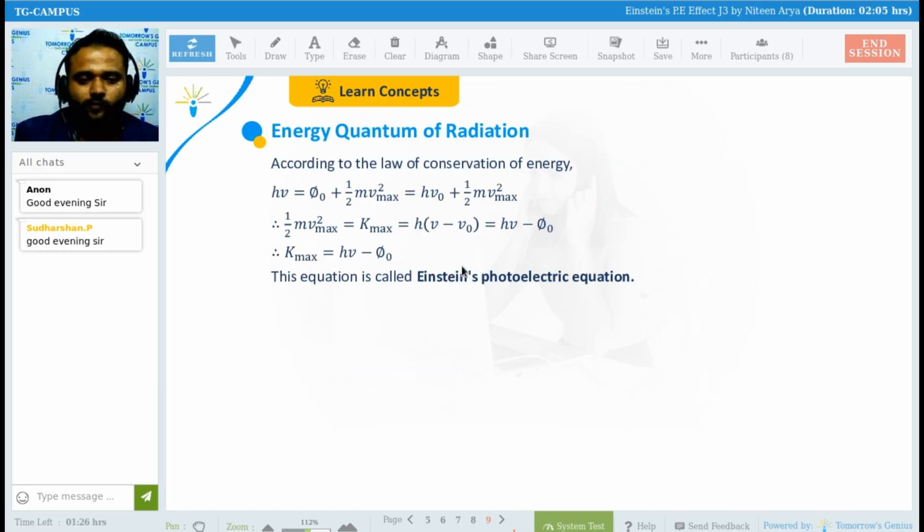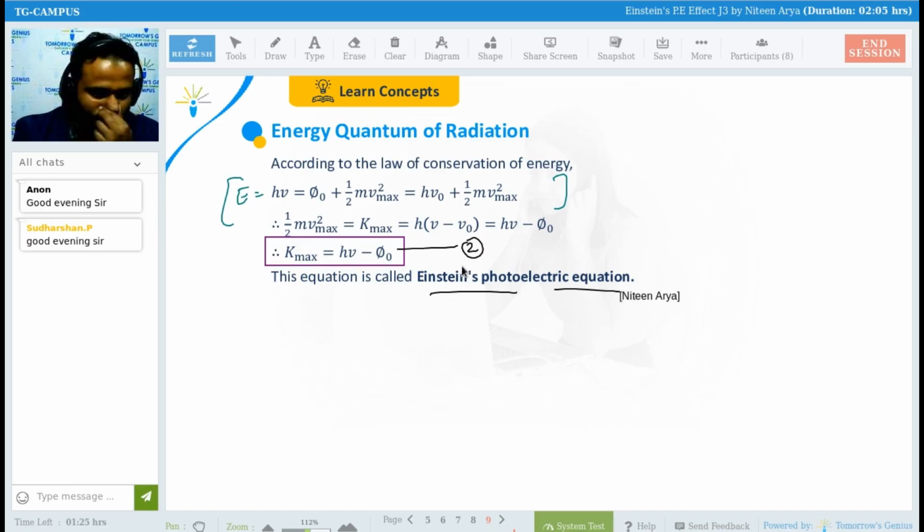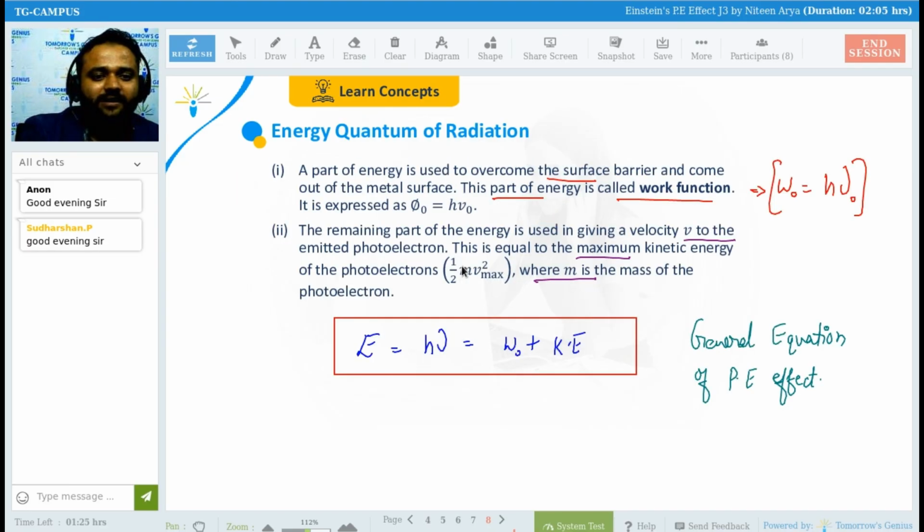Good. Now moving ahead. According to the law of conservation of energy, E equals h nu equals phi naught plus half m v squared max. This is one of the important equations. You can write this as equation number 1. This equation is called the Einstein photoelectric equation.